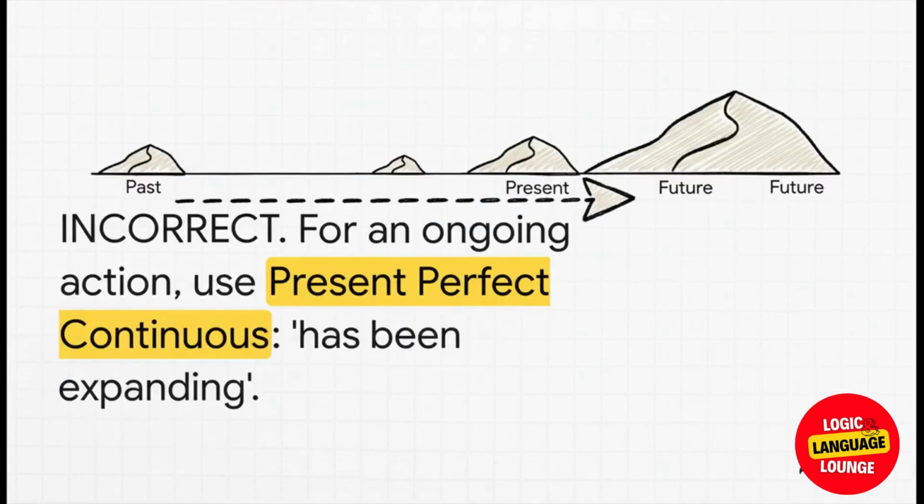So, it's actually incorrect. And here's why. Because the process started way in the past and is still happening right now, we need a tense that can bridge that huge gap in time. The present perfect continuous, "has been expanding," captures that ongoing action perfectly.